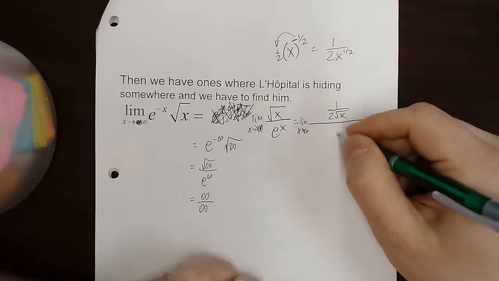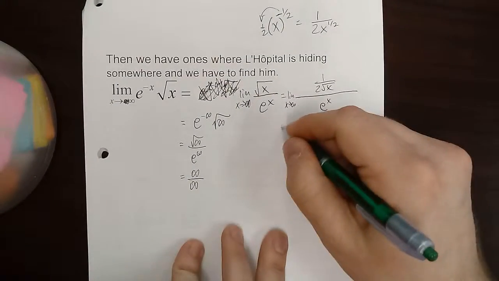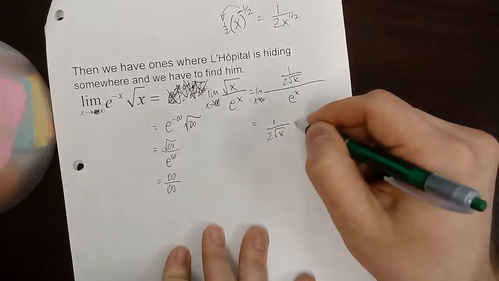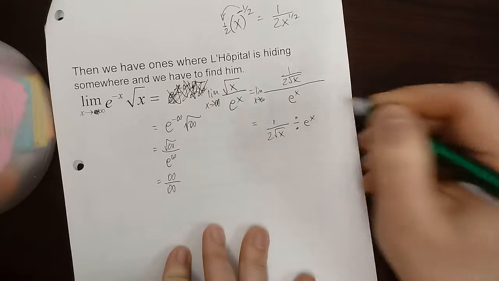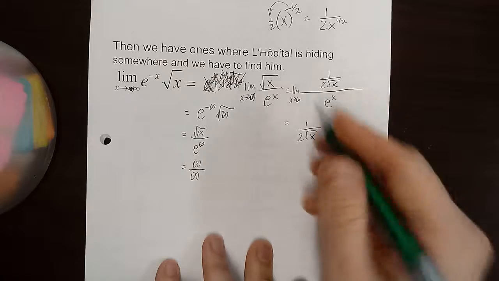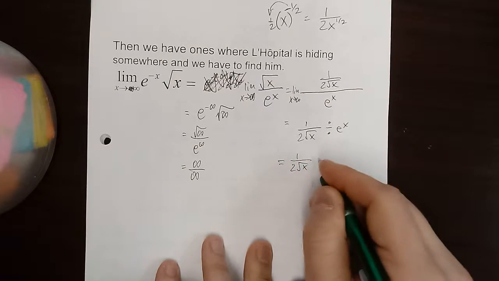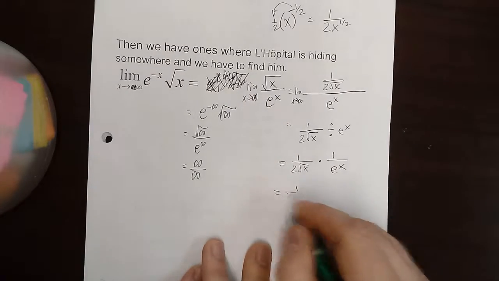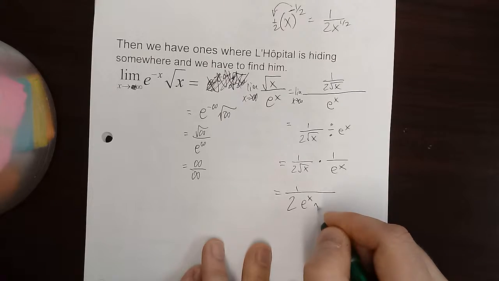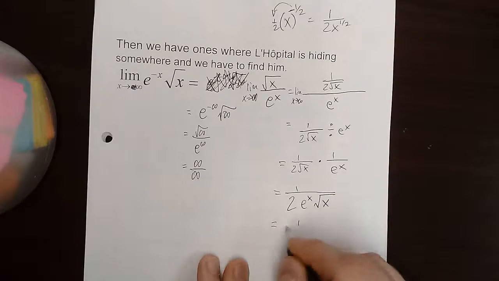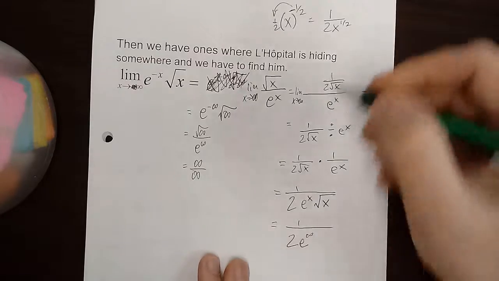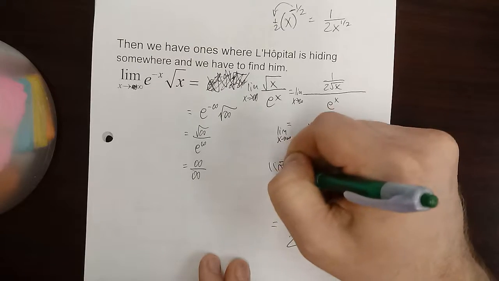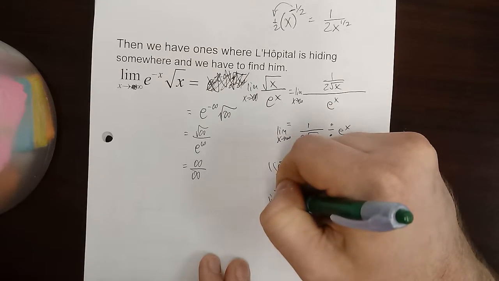Then in our denominator, when we take the derivative, we still have e to the x. So if I combine these fractions, this is 1 over 2 root x divided by e to the x, right? That's all that's saying, which I could rewrite as 1 over 2 root x times the reciprocal. And then if I combine those, I get 1 over 2 e to the x root x. So now I have 1 over 2 e to the infinity. I need my stamp. Limit as x goes to infinity.